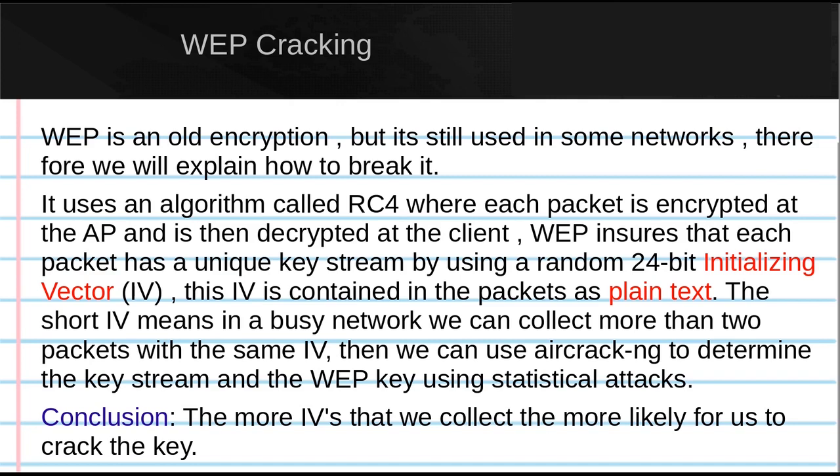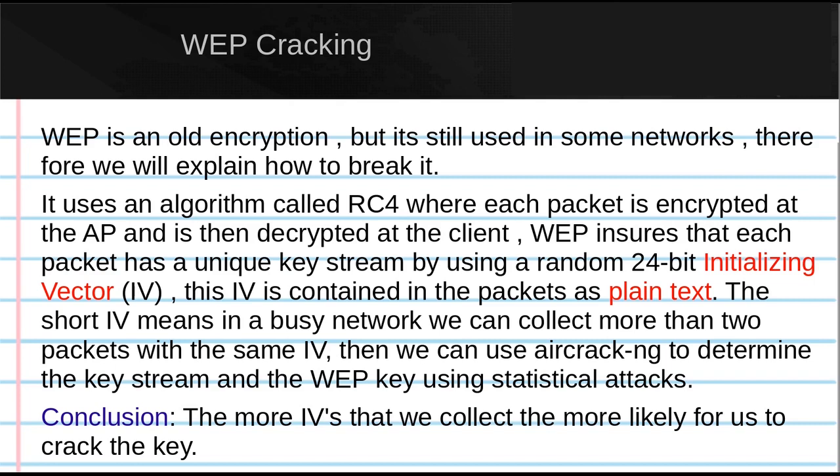So very simple. The AP encrypts the packet, sends it, the client receives it, the client has the key, so the client decrypts it. Same way when the client sends the packet, it encrypts it, and then sends it in the air. The access point receives it, the access point has the key, so it will decrypt the packet.